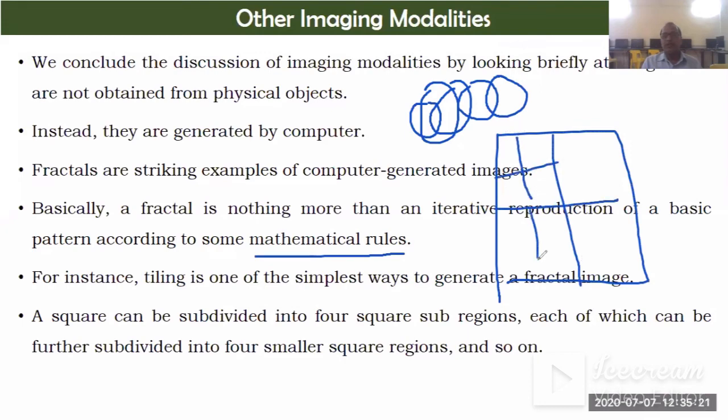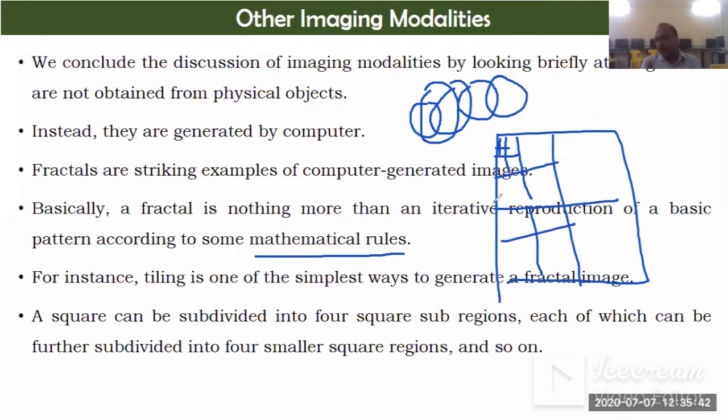Then each image will be divided into 4 parts. Then this will also be divided into 4 parts. Then this will be divided into 4 parts. So this is an algorithm, a repetitive process. Such a repetitive process will be done using some computer system, and the image will be generated. Such an image will be another application.